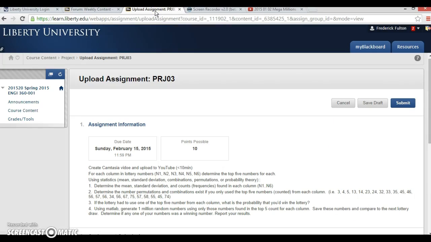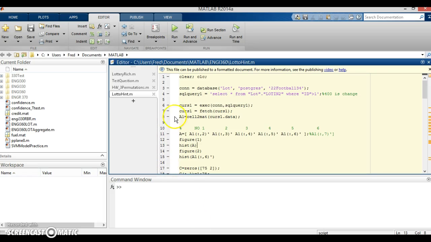This is Fred. We're going to be doing project part 3 here. We're just going to be doing some of the lottery number manipulation again. We're going to be determining the top 5 numbers for each and then using a little bit of statistics with that. Okay, so we go over here to our MATLAB.